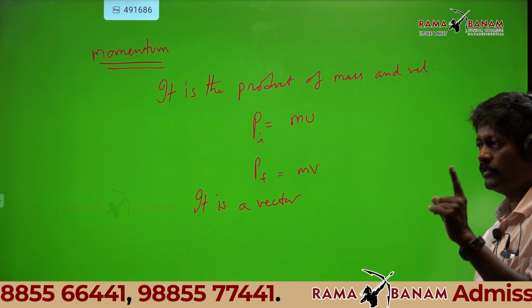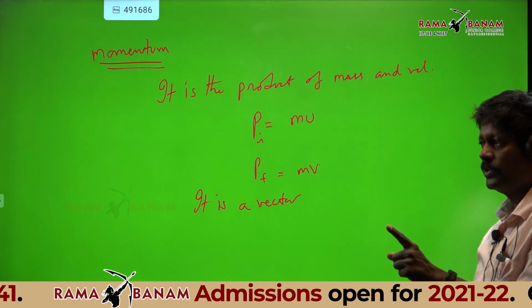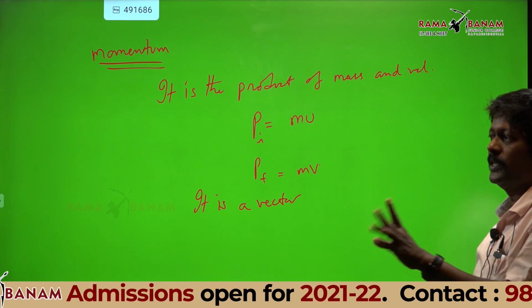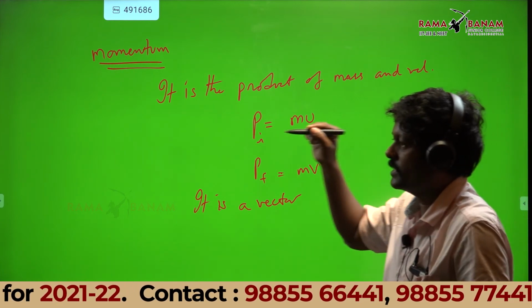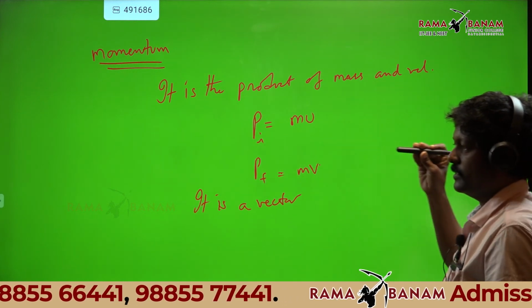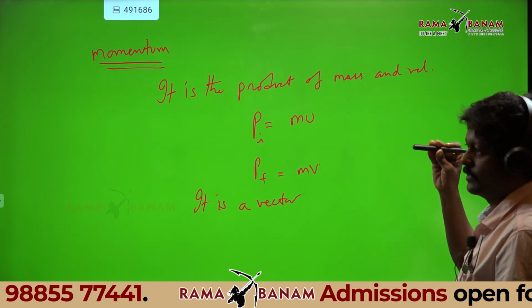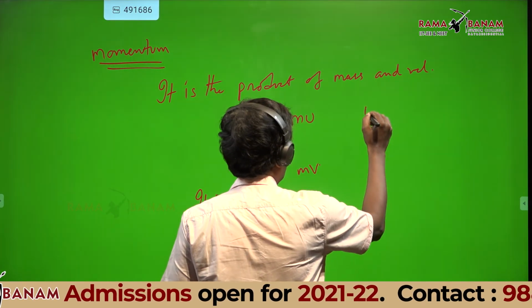Once you consider a vector, you should be very careful. It has direction and magnitude. It can be split into components. And very important, in one direction it is positive, in the opposite direction it is negative. One example we will take. And of course, units if you want.